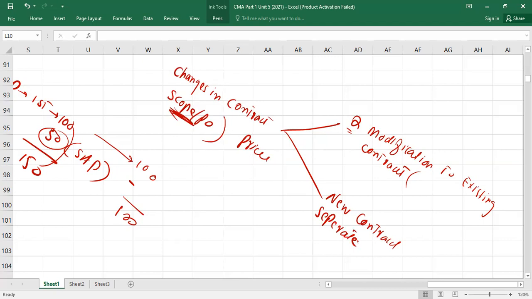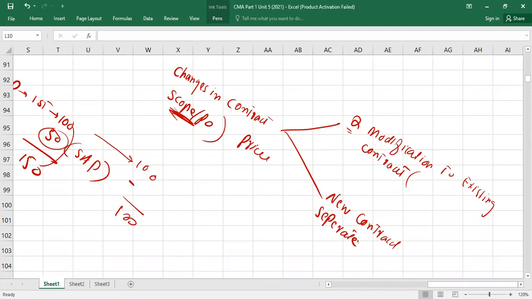Understand what I'm saying? Whenever a contract is modified, what can we say? Can we say it is a modification to the existing contract, and the existing contract is still valid? Or should we say it is a new contract, the old contract is gone and a new contract is established? What should we say? Actually, it depends.